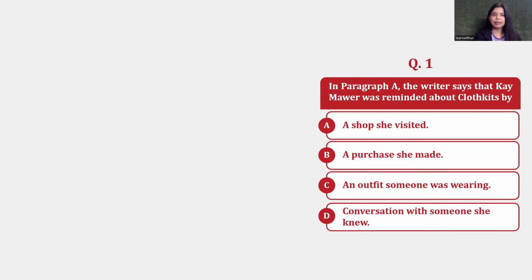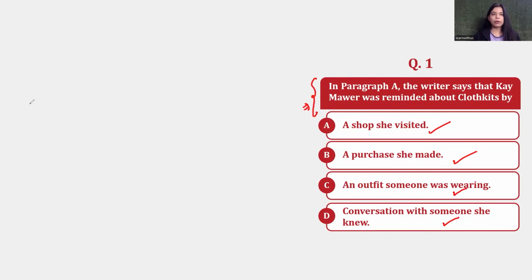Now, let's get started and do some practice. And here we have our very first question. It says, in paragraph A, the writer says that Kay Moyer was reminded about cloth kits by A, a shop she visited. B, a purchase she made. C, an outfit someone was wearing. D, a conversation with someone she knew. Well, first we are going to focus on only the main question, not the options.